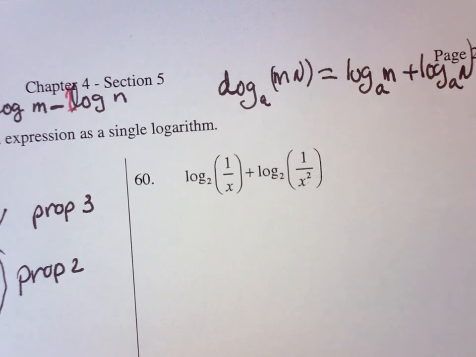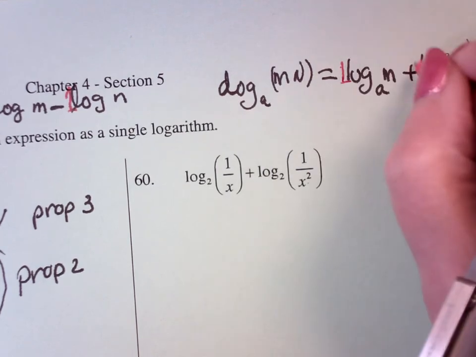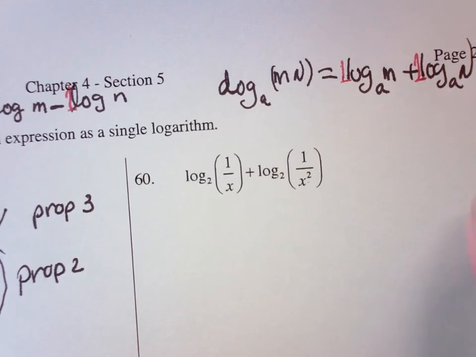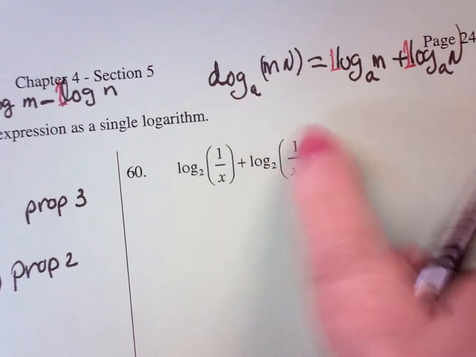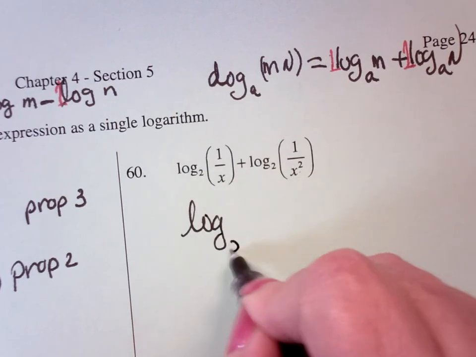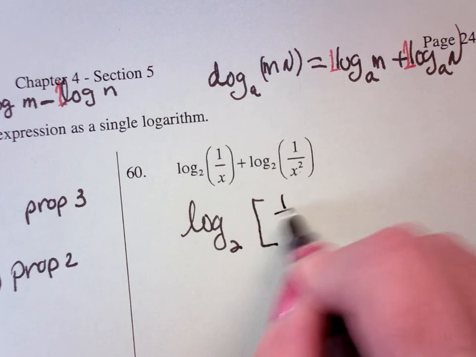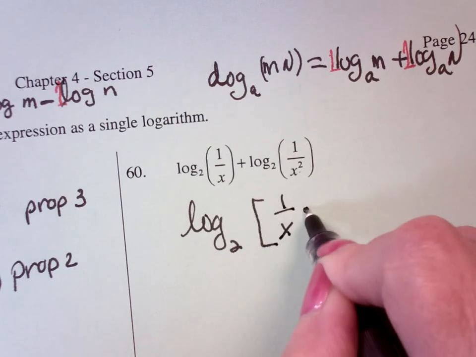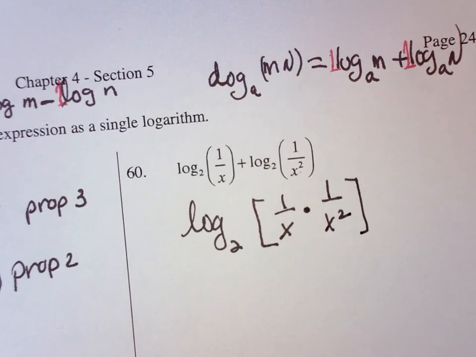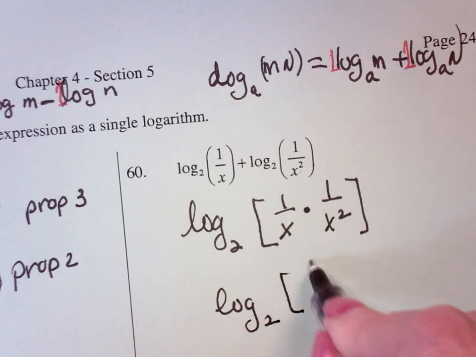So again, I need the coefficients of the logarithms to be 1. And they are. That's good news. So that says, here's a sum. Sum turns into a product. So it's log base 2 of the first argument times the second argument, which is log base 2 of the product of these two.